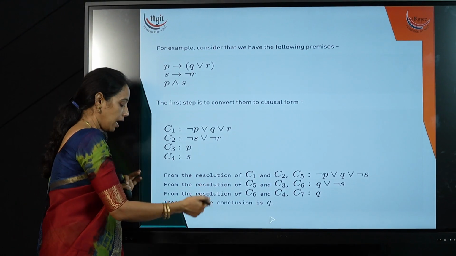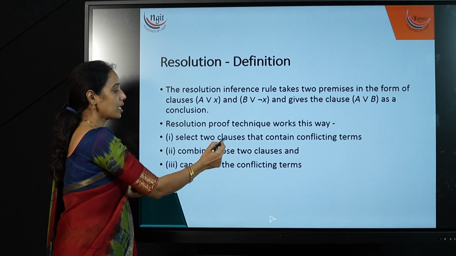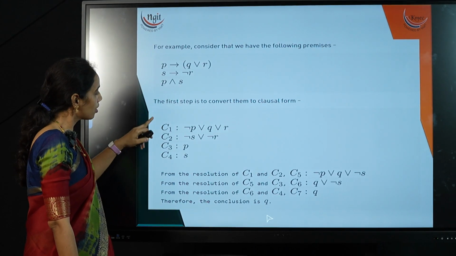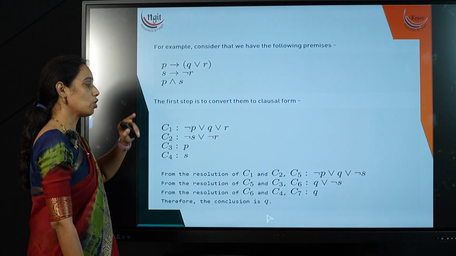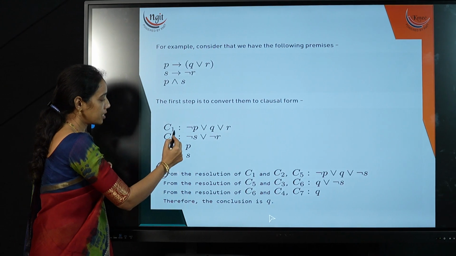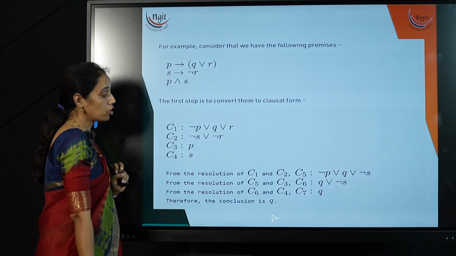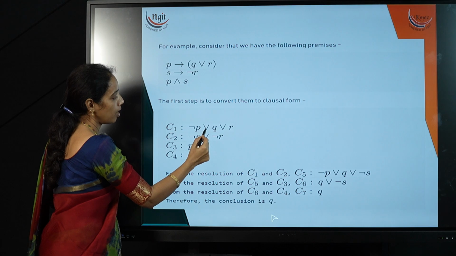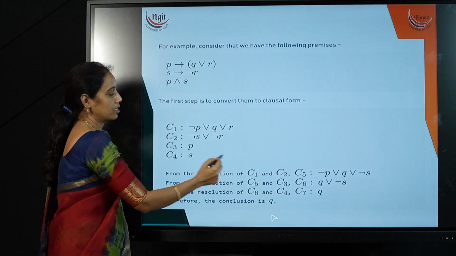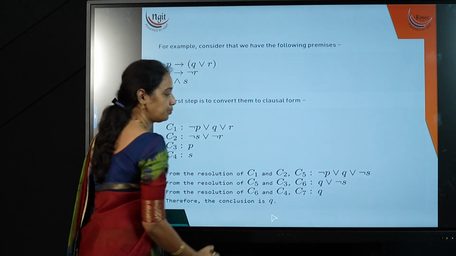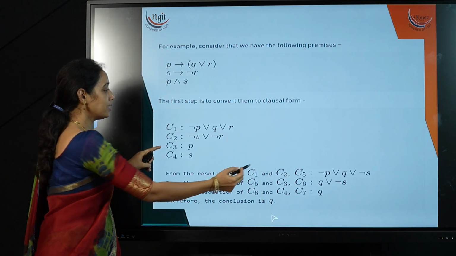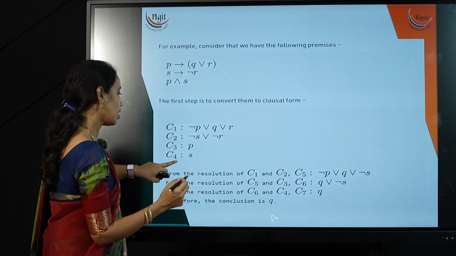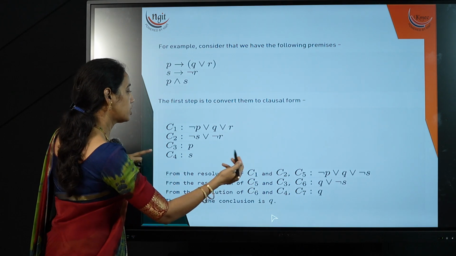Now as per this point, we are going to select two clauses that contain conflicting terms. So first let us combine two clauses such that there will be a conflicting term. Suppose let us take C1 and C2. Is there any conflicting term? Yes, we have R and ¬R. So the resultant will be ¬P ∨ Q ∨ ¬S. That will be the resultant clause Cφ. Now let us combine this clause, ¬P ∨ Q ∨ ¬S, with another clause.